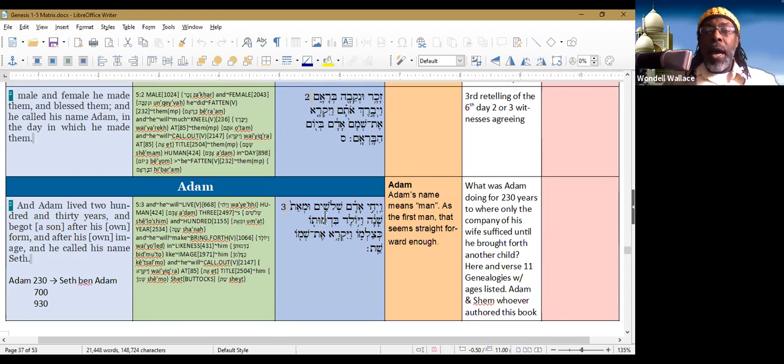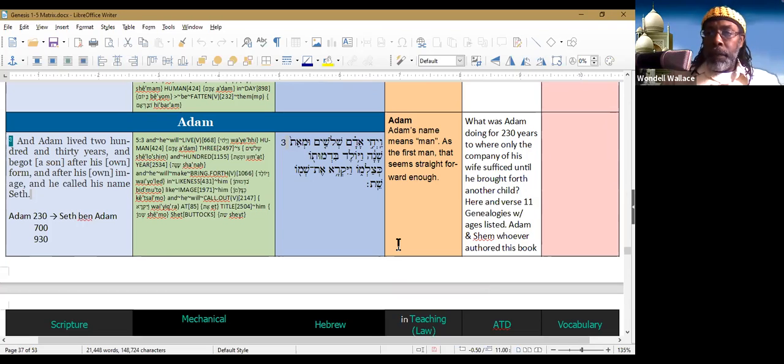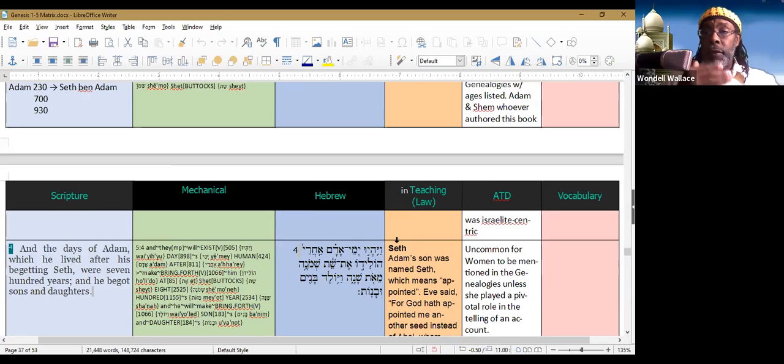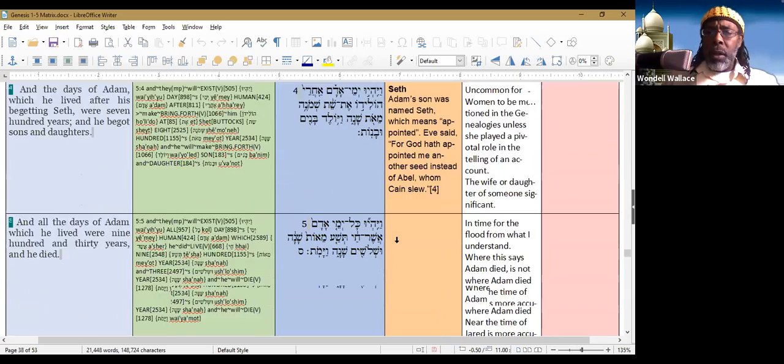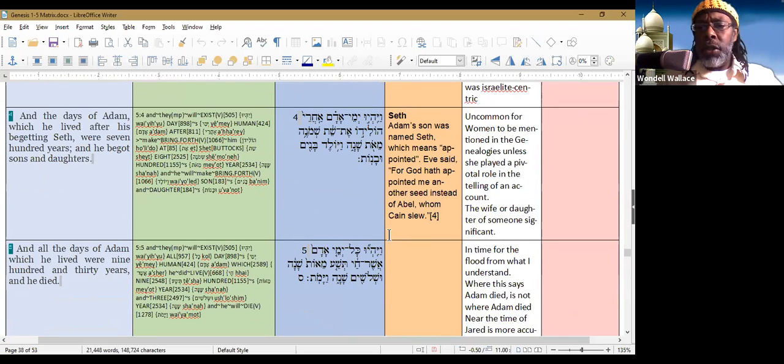Okay, Adam. Adam's name means man, as the first man, which seems straightforward enough. Okay, so man, and we'll go through each of the names as we address them and uncover their meaning. I could have sworn I had the Hebrew column filled out, but I guess I didn't do these.